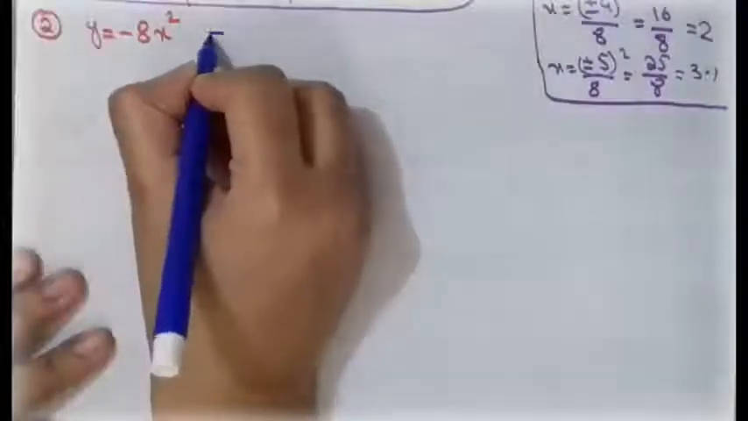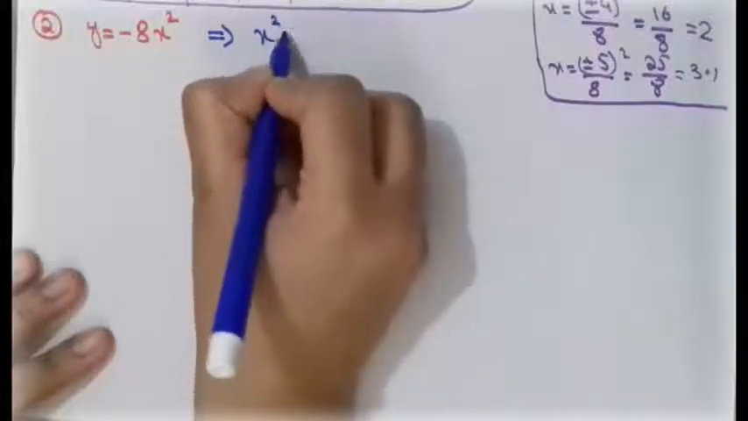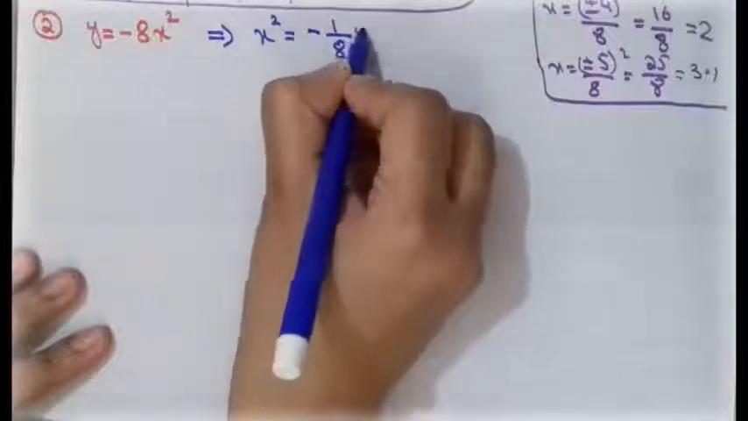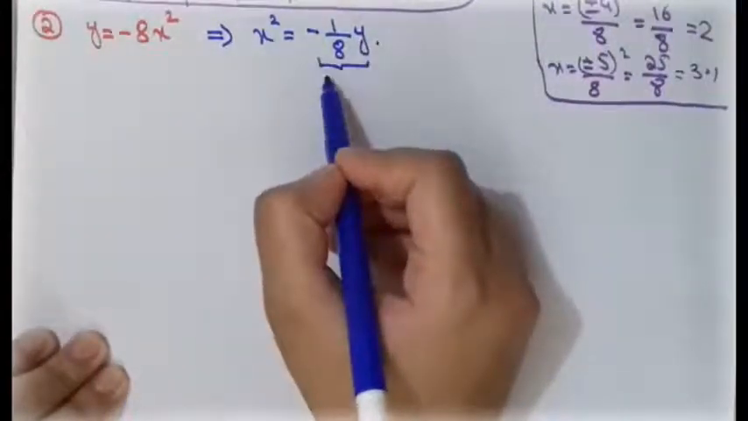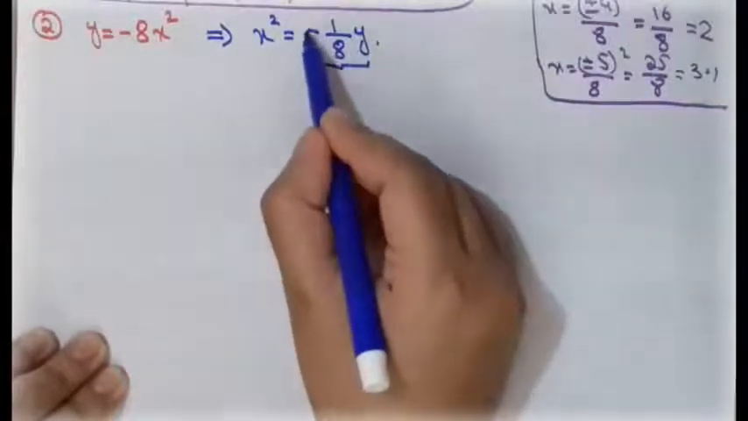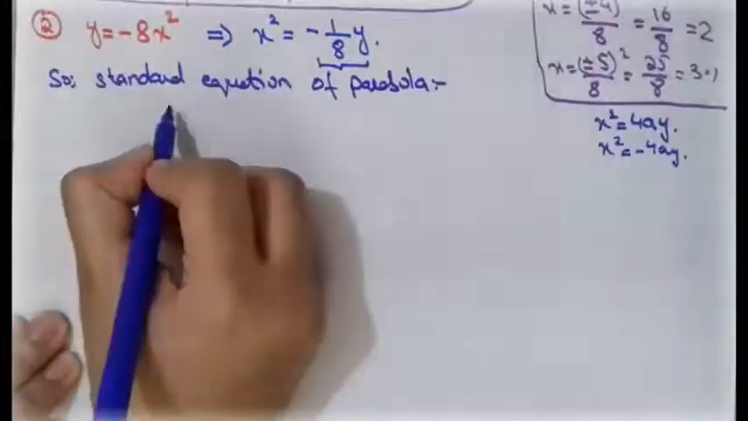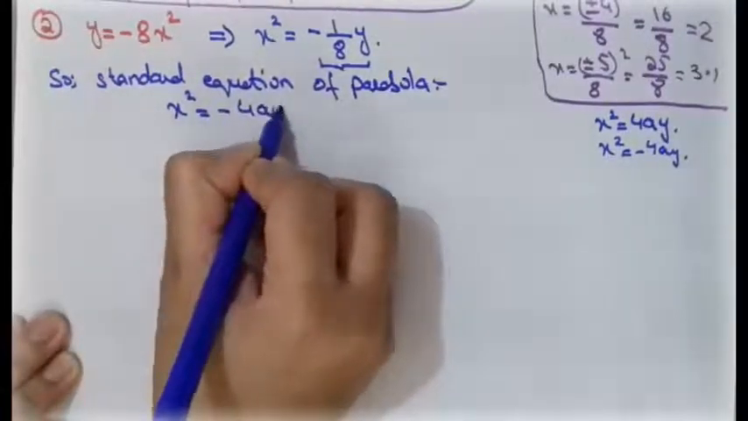So first of all, if we rewrite it as x² = -1/8 y, it means that the working axis is the y axis, and this negative sign indicates that the parabola opens downward, which is x² = -4ay.